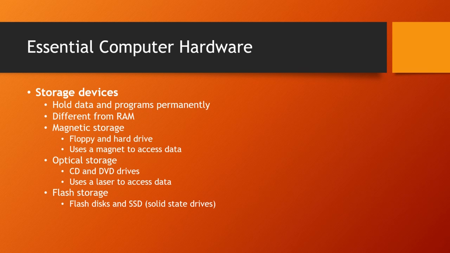We also have storage devices. These hold data and programs permanently. This is different from RAM, and it usually uses magnetic storage like the floppy and hard drive. Are you still familiar with the floppy disk? It uses a magnet to access data. We also have optical storage, which is used by CDs and DVD drives. It uses a laser to access data. And flash storage, those that we use in our flash disks, SSDs or solid state drives, and your micro SD or SD cards.